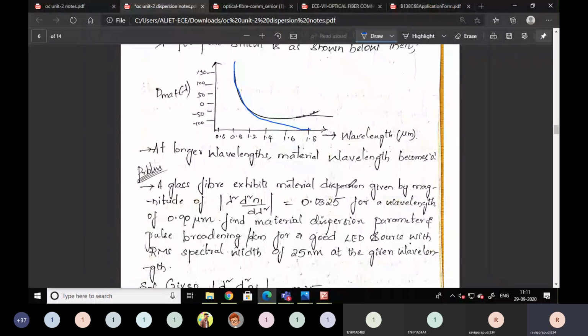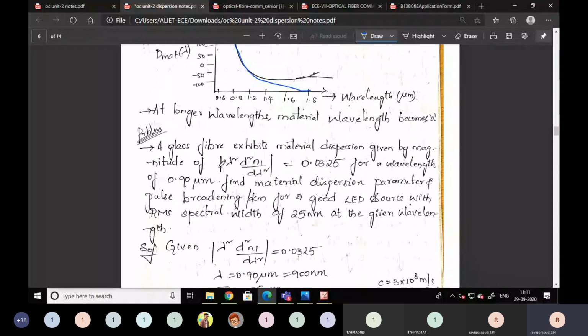Okay. In this class, we will go for problems on material dispersion. A glass fiber exhibits material dispersion given by magnitude of lambda square into d square n1 by d lambda square is equal to 0.0325 for a wavelength of 0.90 micrometer.